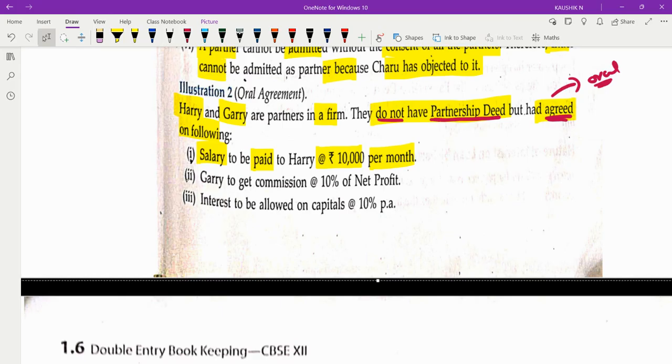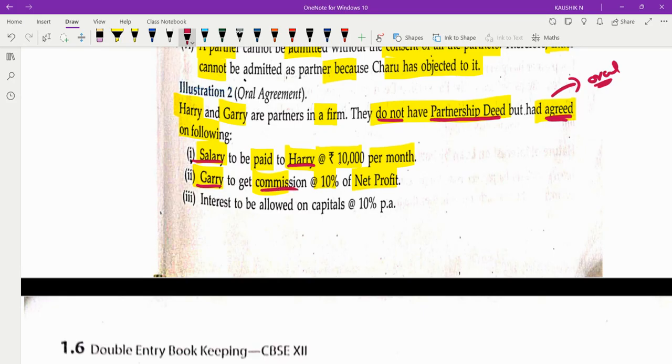The second question is about Gary. Okay, what is mentioned here? Gary to get a commission of 10 percentage on net profit. So here, what we're talking about is Gary's commission. The first one is all about Harry's salary. Okay, so there are two partners, Gary and Harry. The first one is all about Harry's salary, and the second is all about Gary's commission.